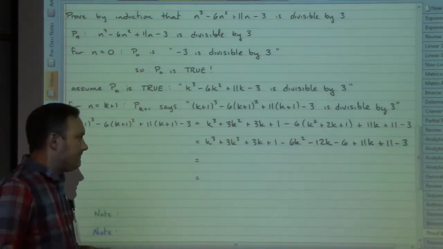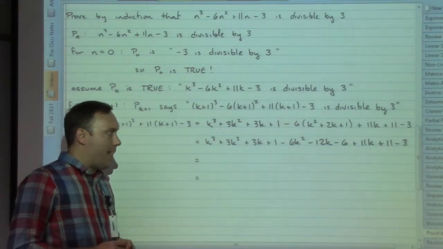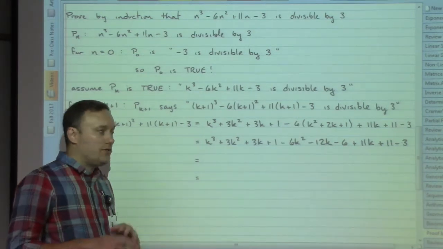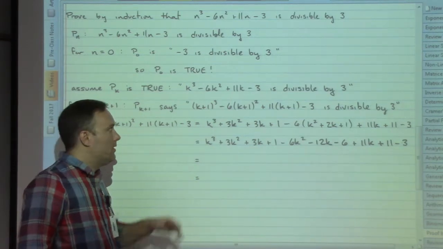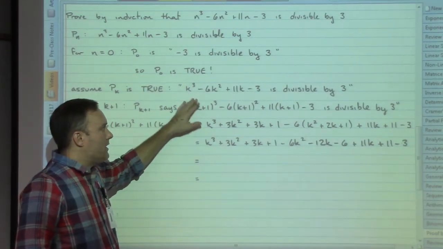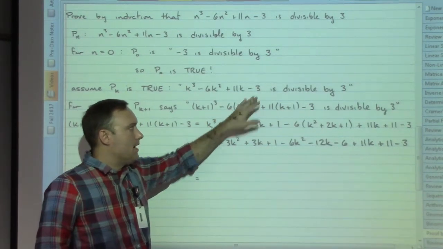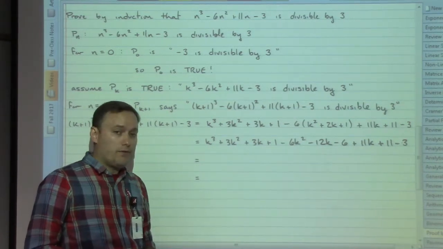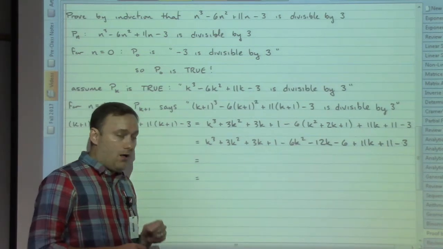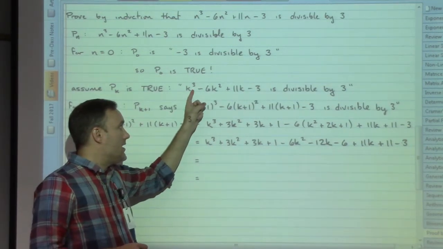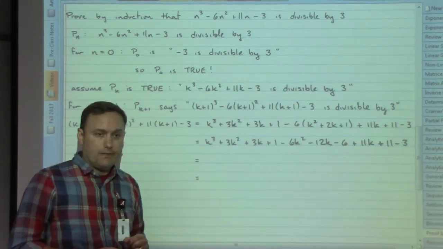Now, remember that we have a particular statement that we can automatically assume is true. k to the power of 3 minus 6k squared plus 11k minus 3 is divisible by 3. So, let's pick out just the pieces. k to the power of 3 minus 6k squared plus 11k and minus 3.